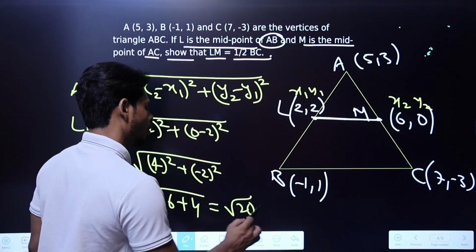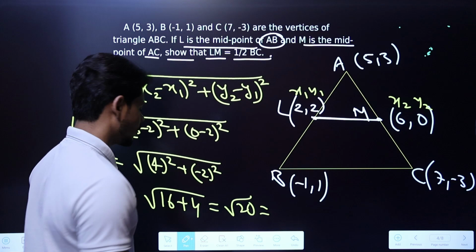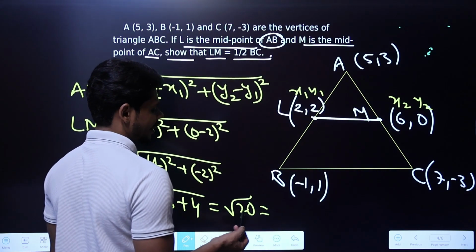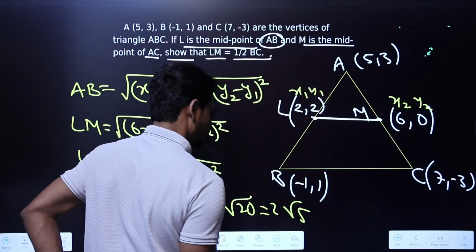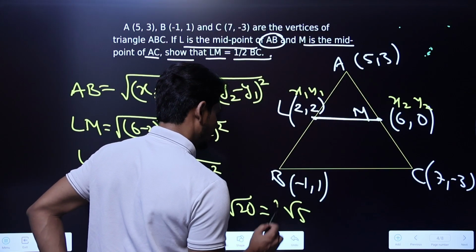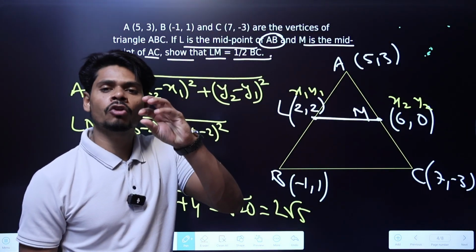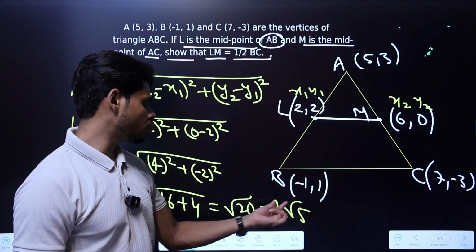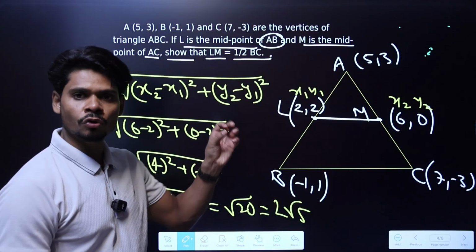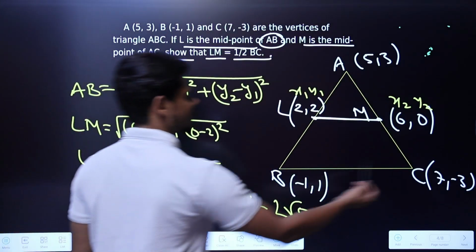Under root 20. Also you can take prime factorization just to simplify it. Then how can I write it? 2 root 5, right? Take prime factorization and take out the common things. Common things means whose pair comes out, right? So pair 2, 2 and then 5. So 2 root 5. 2 times 2 times 5 is 20. Fine.